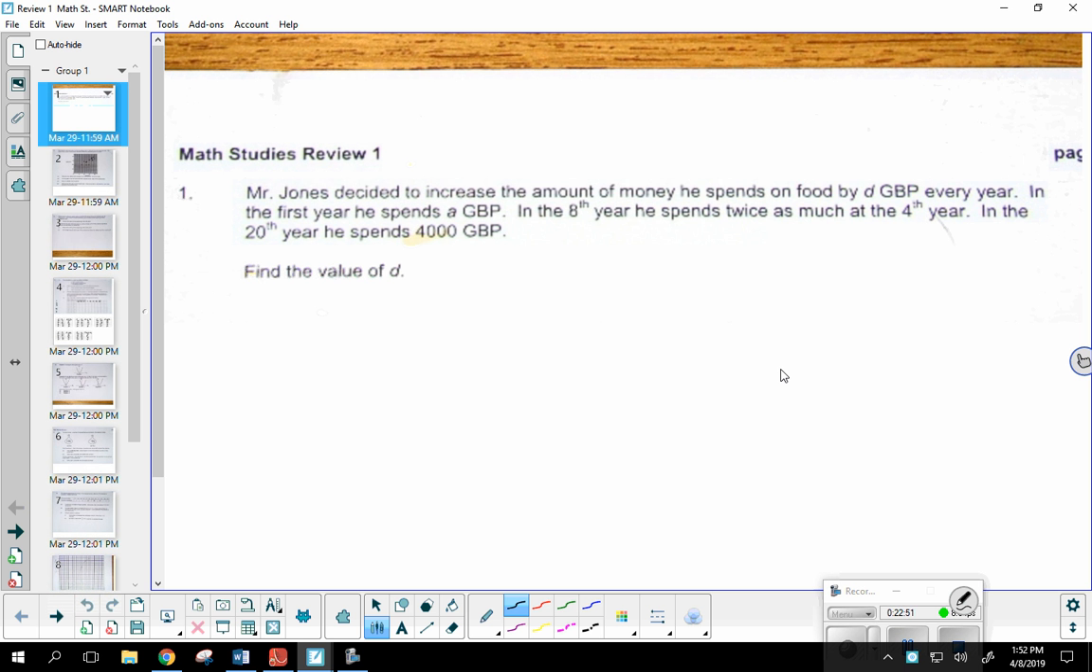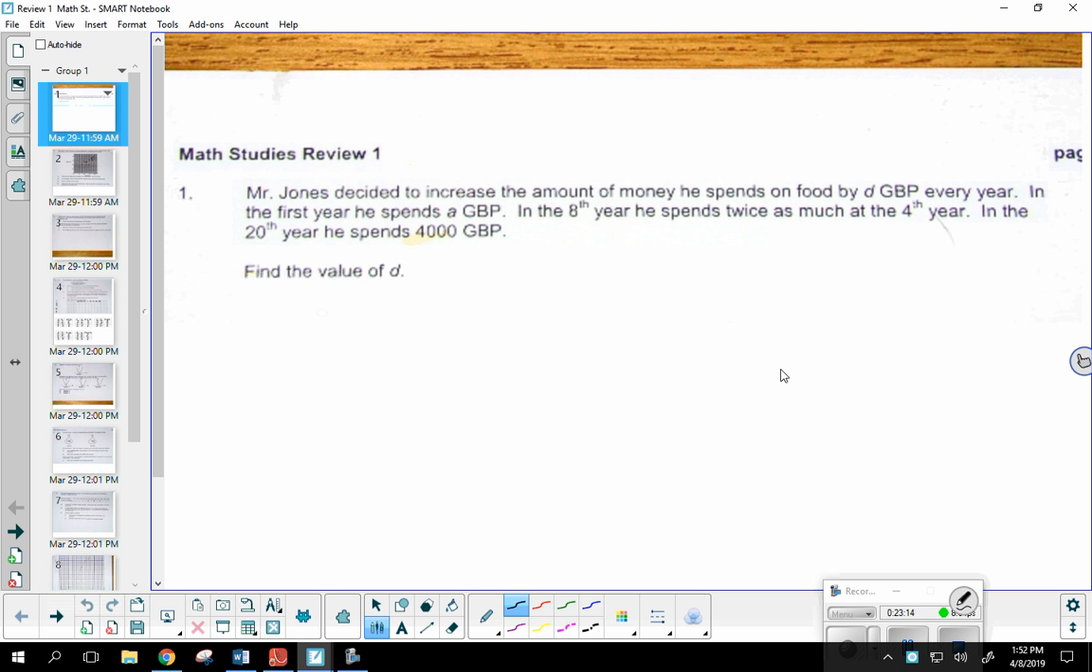Do some of these variables look familiar? What concept is this? This is sequences. In fact, is this arithmetic or geometric? This is arithmetic. All we're wanting to do is increase the amount of money he spends a certain amount every year. He's already spending a certain amount each year. He's just wanting to raise it.